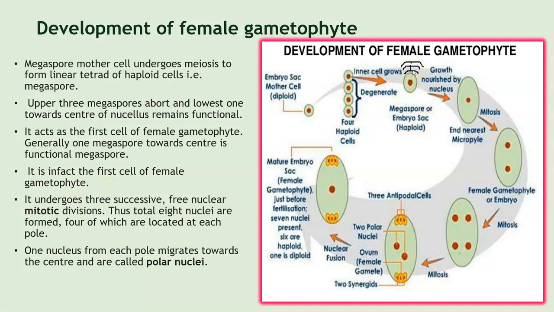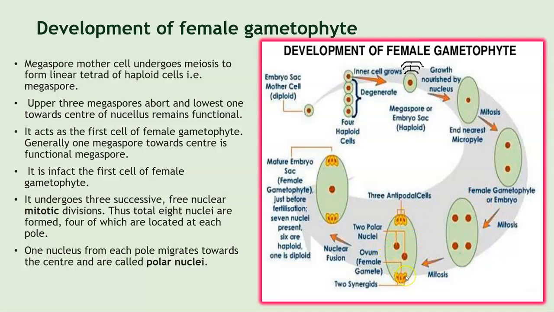haploid megaspore. Now this undergoes three successive free nuclear mitotic divisions. So there is only nuclear mitotic division happening. You can see 1, 2, 3 and 4. In this you have your starting cell where the first mitotic division of the nucleus gives you 2 nuclei, then the 2 give you 4, and then the third mitotic division gives you 8 nuclei.